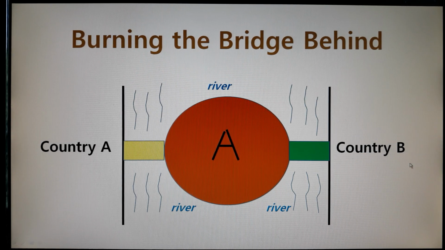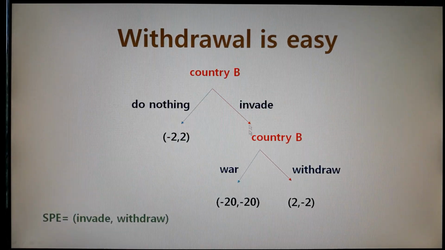Country B is thinking, wow, this is our land. We cannot let country A take it. We are going to invade the island and take over. Think about the situation. Country B can invade the island, or country B may not invade. If it does not invade, country B will get -2 and country A will get 2, because country A is currently occupying the island. Country A is happy, 2.